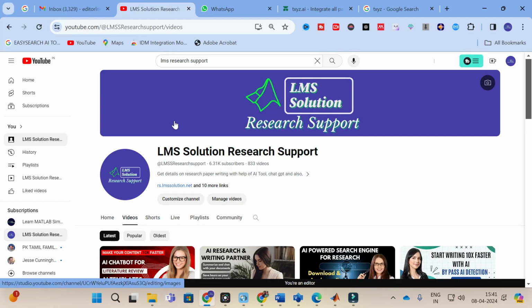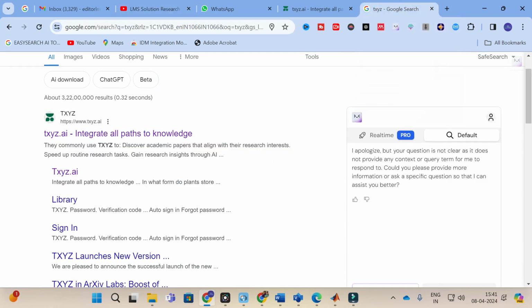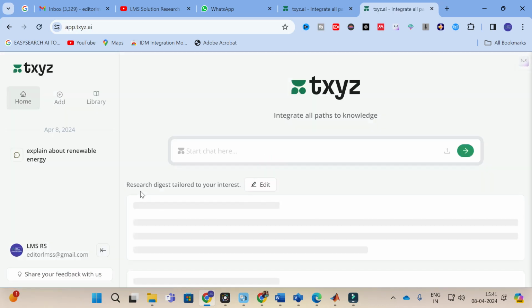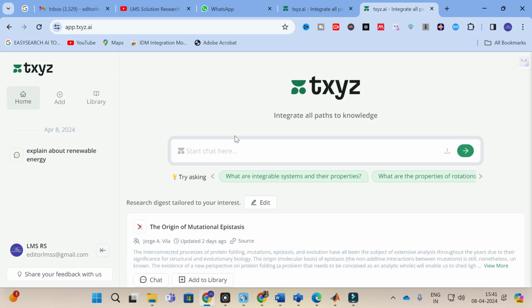Moving on to today's video, the AI tool we are going to discuss today is txyz.ai. It integrates all papers and knowledge. They commonly use txyz to discover academic papers and align them with research interests. So just click on that, and you can click start for free. It will lead to a dashboard like this. Before that, you have to log in with your mail ID. Here you can see that this is a free chatbot.